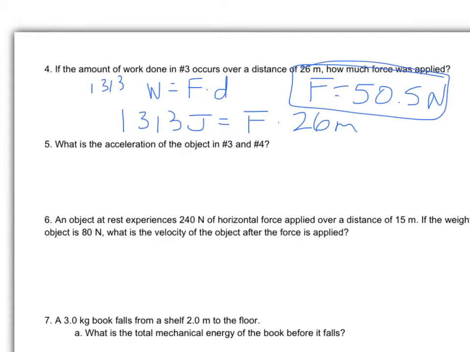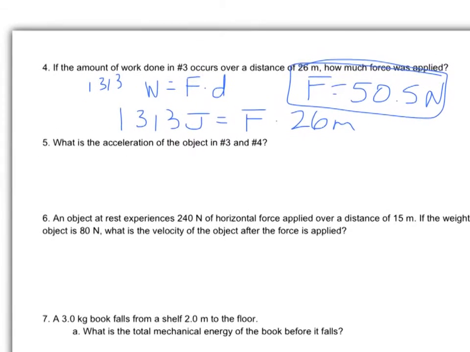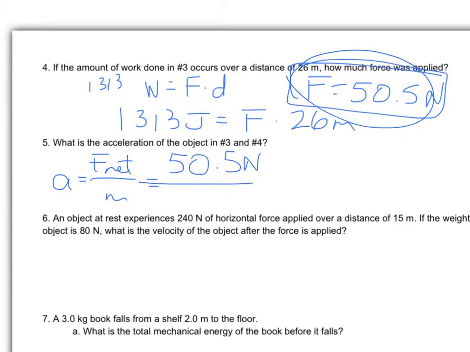Question 5 asks us to figure out the acceleration of that object, and we have a lot of different ways to calculate acceleration, but the one that's going to work for us here is Newton's second law that says acceleration is a net force divided by a mass. So if we know that the net force acting here was 50.5 newtons, as we had just calculated up here, and we have the mass from problem 3 still as 35 kilograms, the acceleration has to equal 1.4 meters per second squared.